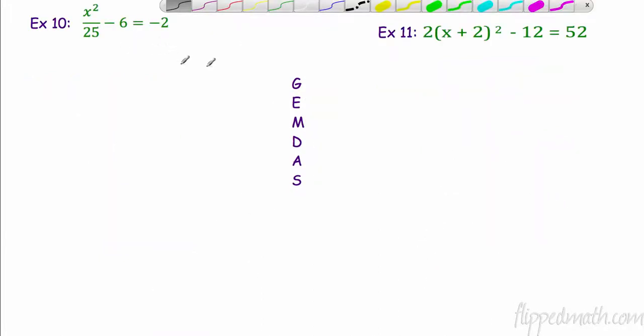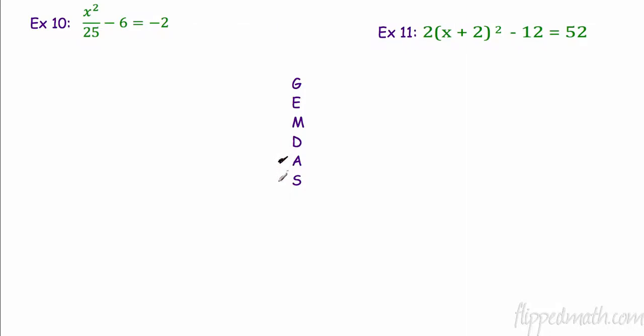So this one's a little bit trickier, but not much. I have subtraction and I have division. So the opposite of minus 6 is plus 6. So I have x squared over 25 equals 4. Opposite of divide by 25 is multiply both sides by 25.